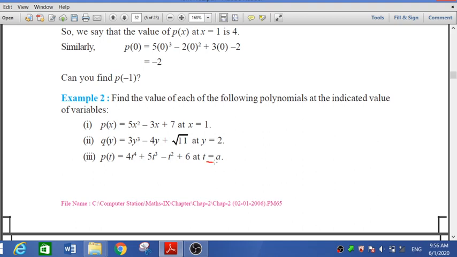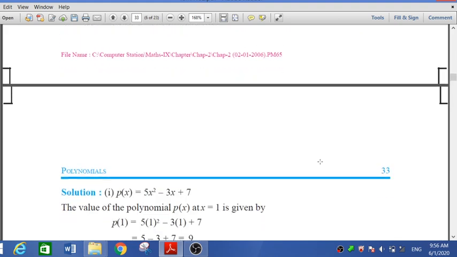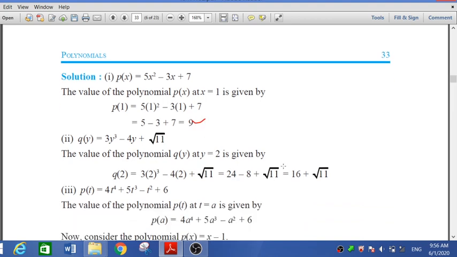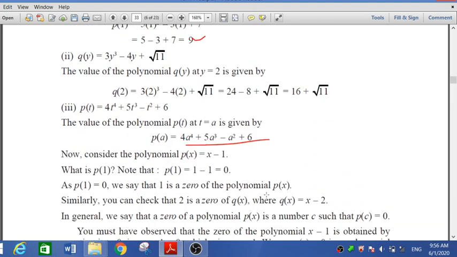Now if I put t is equal to a, what do we have to get? a to the power 4 plus 5 a to the power 3 minus a square plus 6. Now we cannot add these because they are not like terms. Clear? This type of sums is in exercise 2.2. So my answer is 9 we have to write. Here we cannot add this.